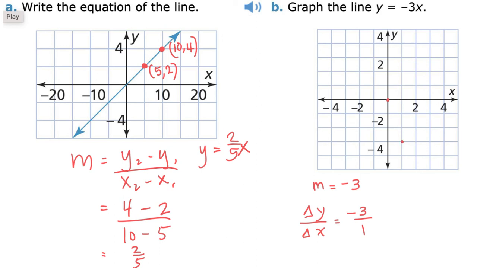And now when I connect those points, that would help me create a line on this graph. And what this line basically represents is, for every 3 units I move downward, I move 1 unit to the right. 3 units down, 1 unit to the right.